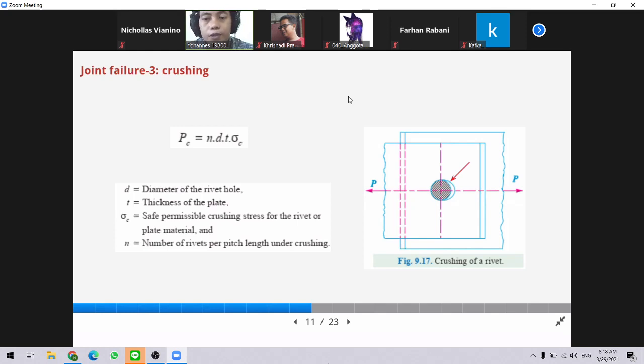Okay, so this is also a kind of failure, because if we have the deformation here, it can open up the joint. So it creates looseness, creates gaps between the rivet and the plate. And if the rivet and the plate become loose, then it can open up and create failure. So therefore, we have to consider this in the calculation.